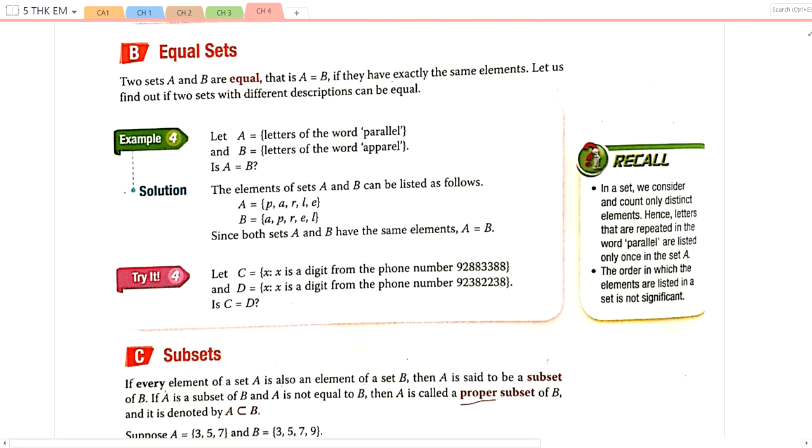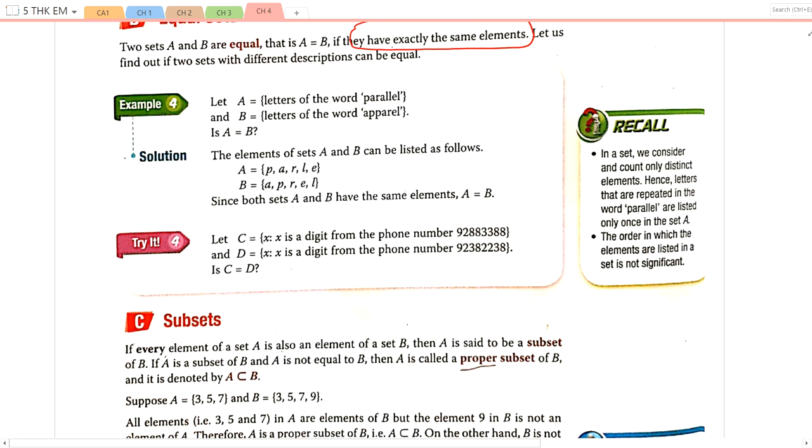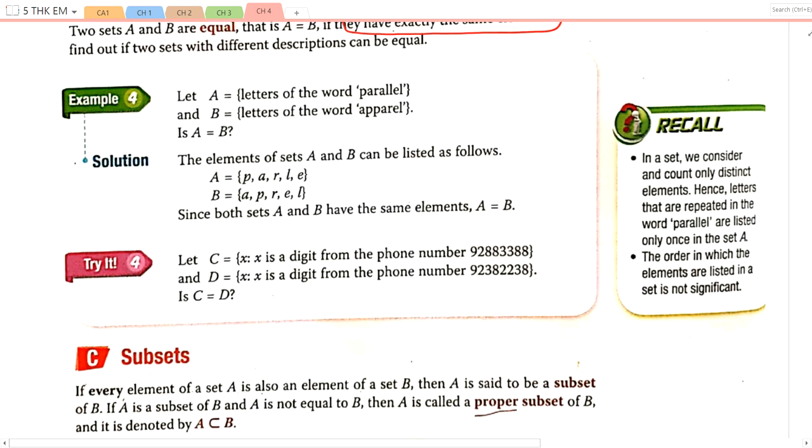Okay, next we've got equal sets. Two sets A and B are equal if they have exactly the same elements. It sounds very easy because it is. As long as they have the same elements, they are equal. Must be exactly the same.